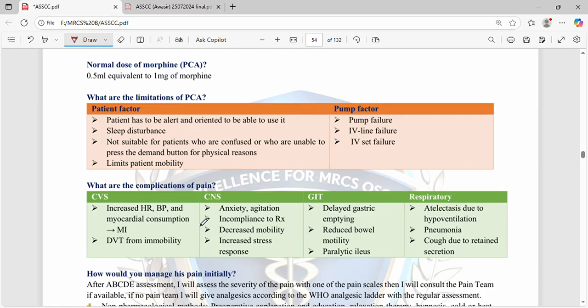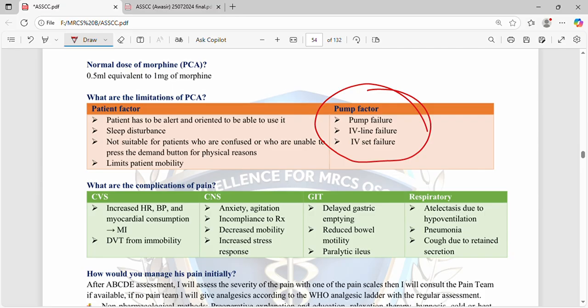What are the limitations of PCA? So patient factor and pump factor: pump failure, IV line failure, IV set failure. So this can happen, like these are the instrument or machine factors. And patient factors: the patient has to be alert and oriented to be able to use it. Sleep disturbance, and it is not suitable for patients who are confused or who are unable to press the demand button for physical reasons. It limits patient mobility. So these are the limitations.